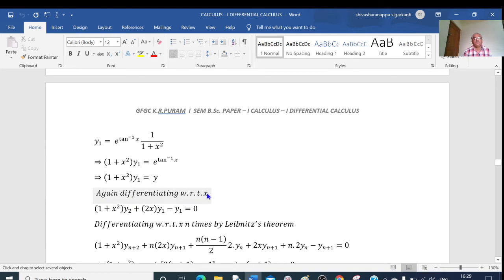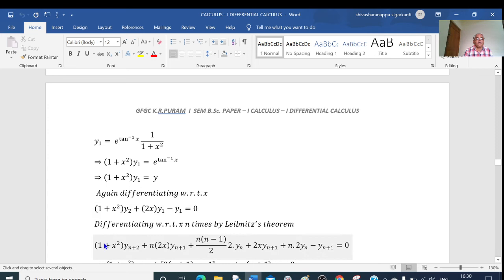Again differentiating with respect to x, applying the product rule. First function 1 plus x square into derivative of second function y1 is y2, plus second function y1 into derivative of first function is 2x. Writing this to the left hand side, this will become minus y, so its derivative is minus y1 is equal to 0. Now differentiating this equation n times with respect to x using Leibniz theorem.